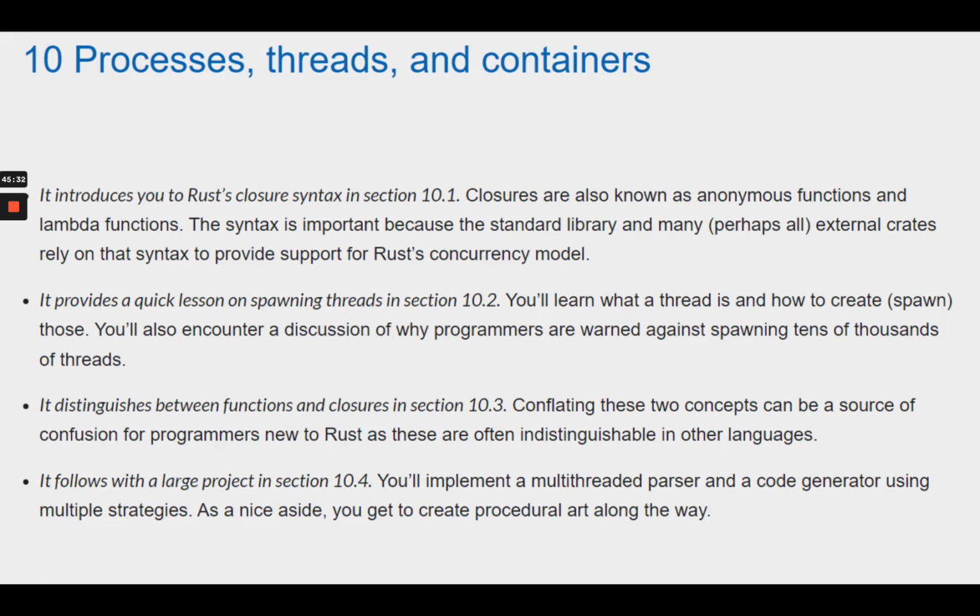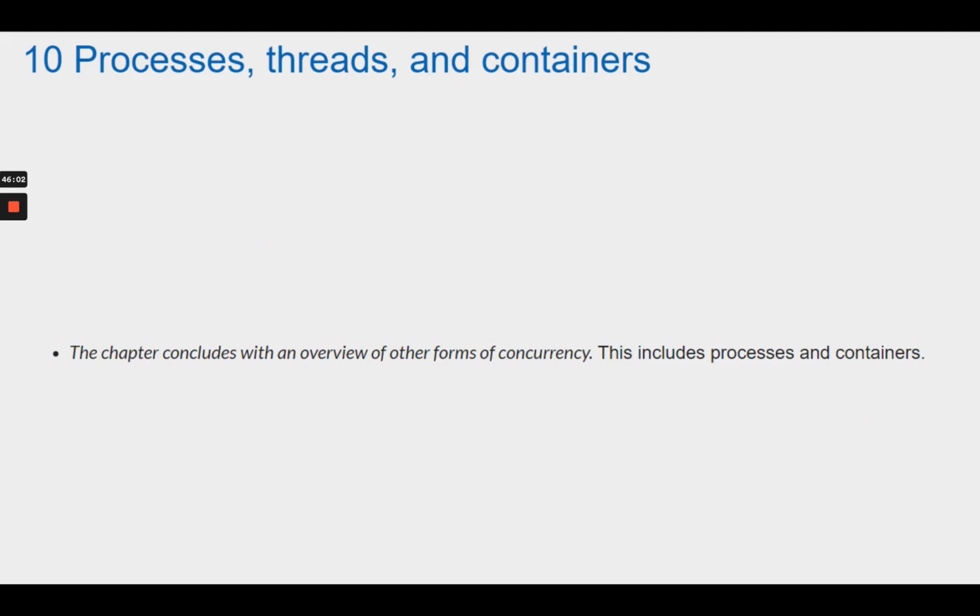It distinguishes between functions and closures in section 10.3. Conflating these two concepts can be a source of confusion for programmers new to Rust, as these are often indistinguishable in other languages. It follows with a large project in section 10.4. You'll implement a multi-threaded parser and code generator using multiple strategies. As a nice aside, you get to create procedural art along the way. The chapter concludes with an overview of other forms of concurrency. This includes processes and containers.